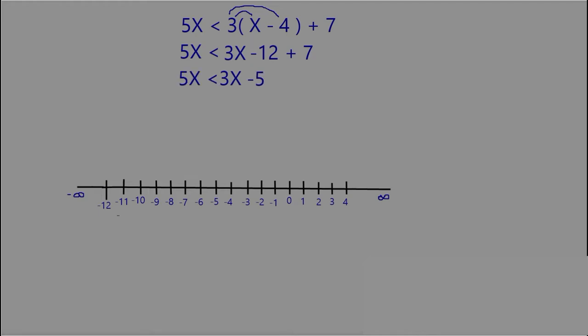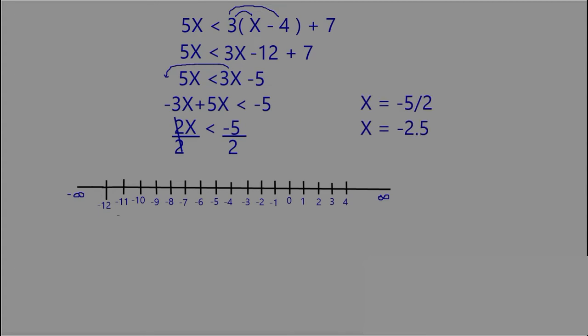We want to move over 3x in front of 5x and it will become a -3x. -3x plus 5x equals 2x. We want to get x alone on one side, so we just need to divide 2x by 2 and also divide -5 by 2. 2x divided by 2 leaves x. -5 over 2 is the same as -2.5.